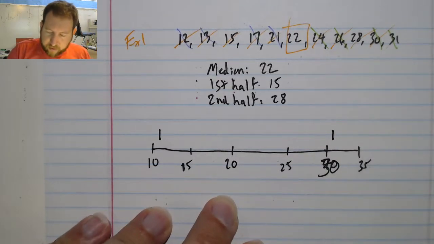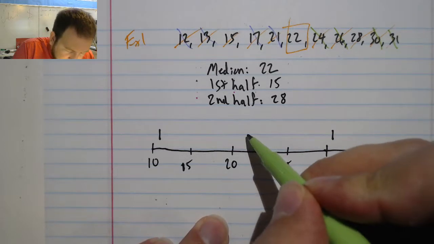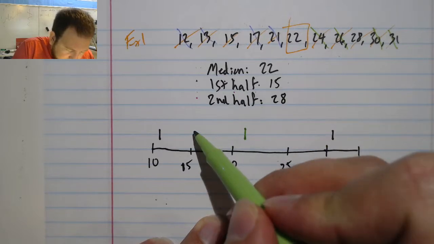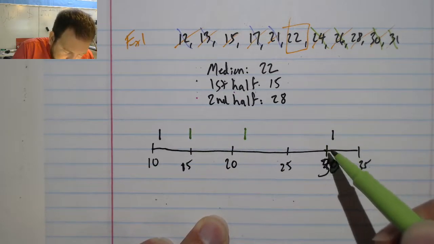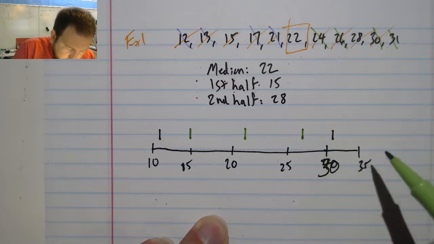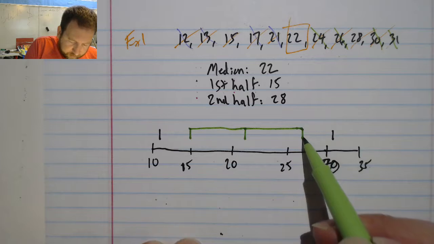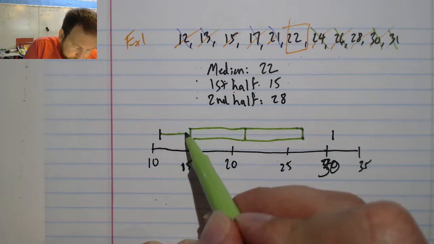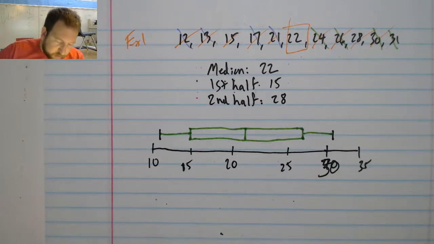My total center, I'm going to switch to a color because I think it looks nice for the box and whisker, is 22. My first half is 15. My second half is 28. This is my box. My box is pretty big in this case. And my whiskers extend to those lines. This is what my box and whisker plot should look like here.